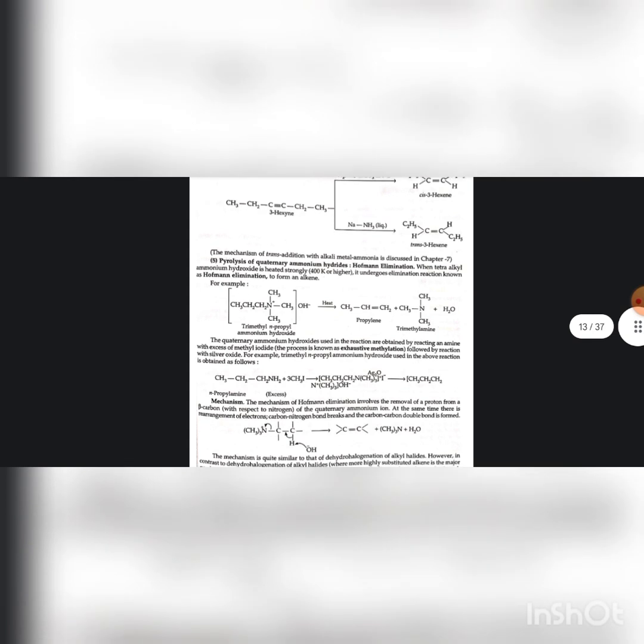Hofmann elimination. When tetraalkyl ammonium hydroxide is heated strongly, at 400 Kelvin or higher, it undergoes an elimination reaction known as Hofmann elimination to form an alkene. For example, trimethyl propyl ammonium hydroxide on heating gives the product propylene plus trimethylamine plus H2O.